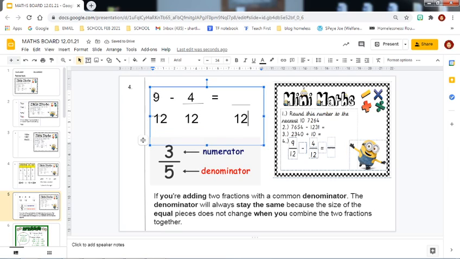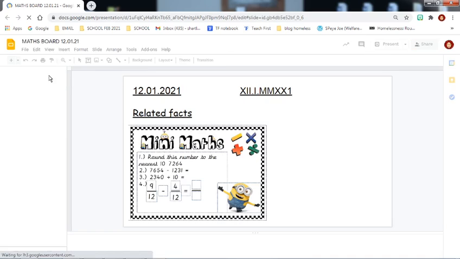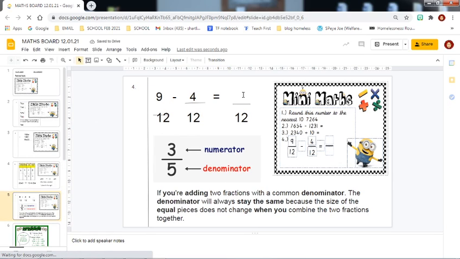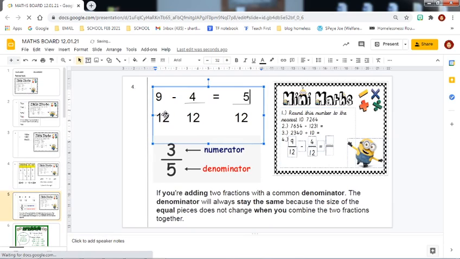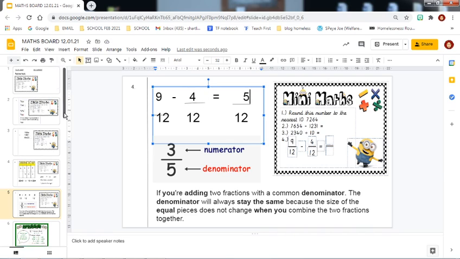Then I'm going to look at the numerator. So 9 subtract 4, I know that 9 subtract 4 is 5. And 9 twelfths subtract 4 twelfths equals 5 twelfths.